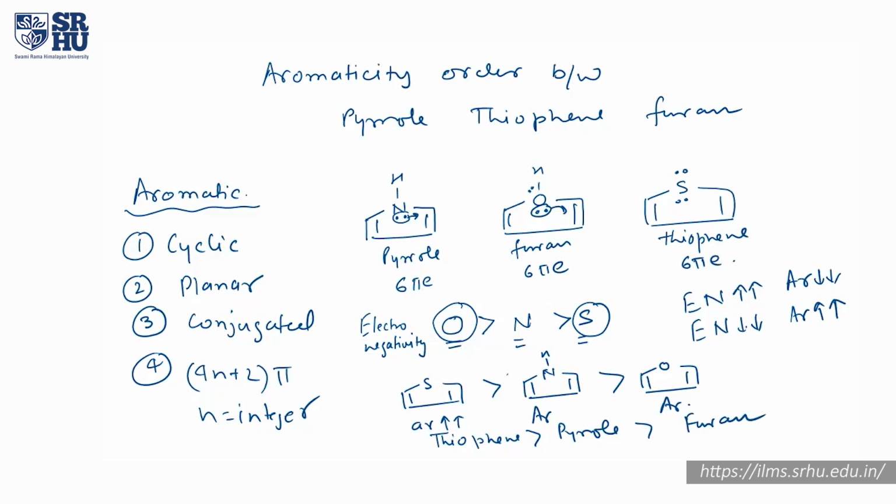So I hope you all have understood what the properties of the different heterocycles pyrrole, furan and thiophene are, what their methods of preparation are and their aromaticity order. So this completes our unit number 3, and in unit number 4 we are going to learn about more heterocycles, having more than one heteroatom in the ring, and those heterocycles which are of much more importance in medicinal chemistry.